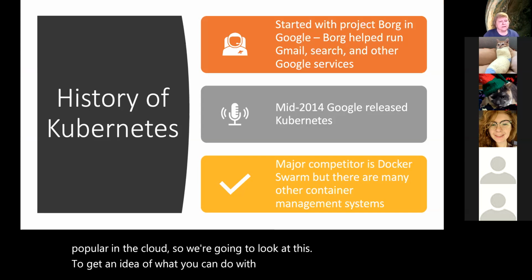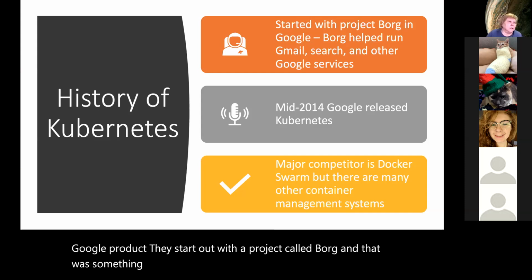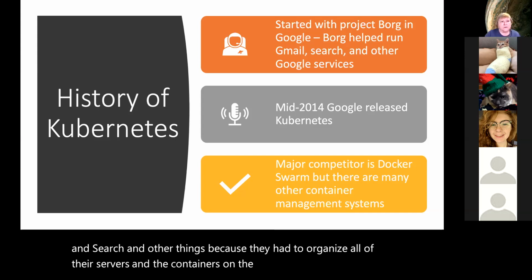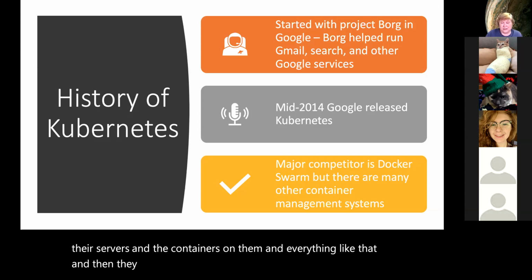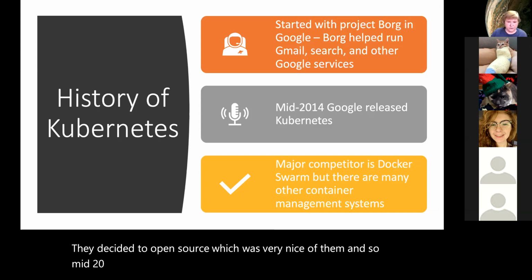As I said, this is a Google product. They started with a project called Borg, which helped them run their services like Gmail and search, because they had to organize all of their servers and the containers on them. Then they realized this is actually a really useful product and decided to open source it, which was very nice of them. So in mid-2014, they released Kubernetes.